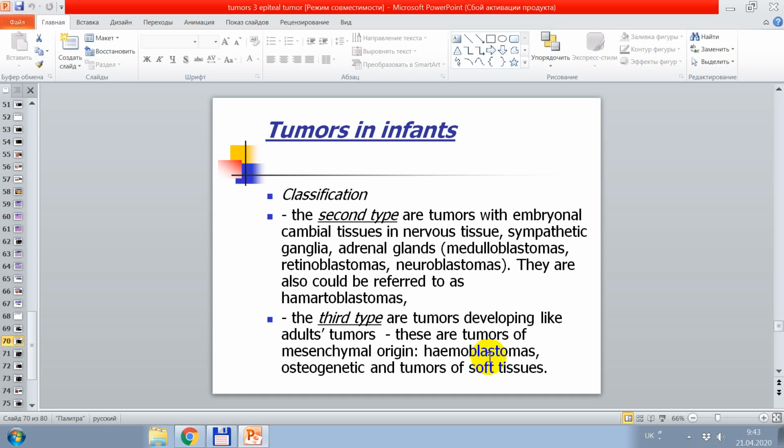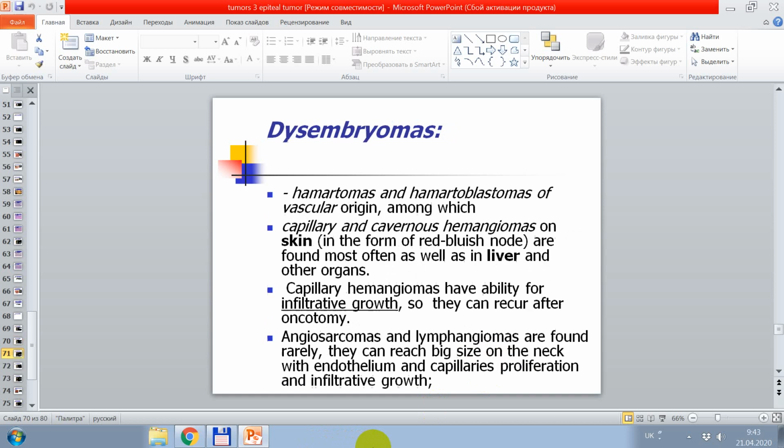Third type: tumors in infants developing like adult tumors. These are tumors of mesenchymal origin, hemoblastoma, osteogenic tumors, and tumors of soft tissues.